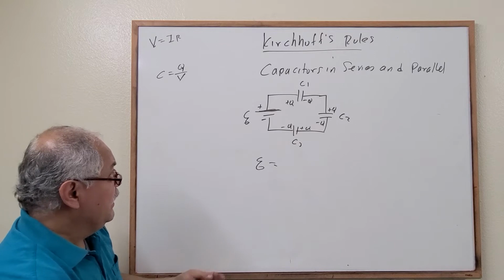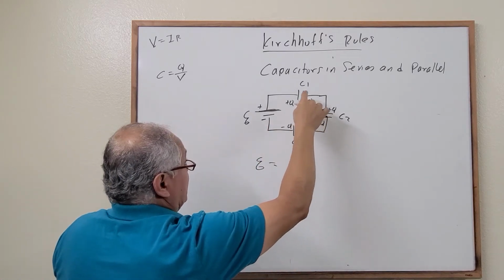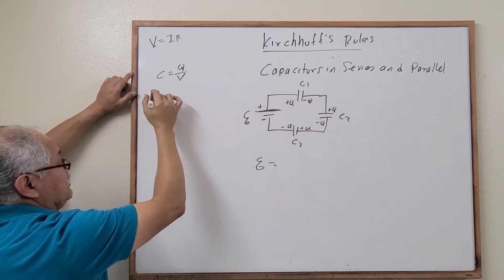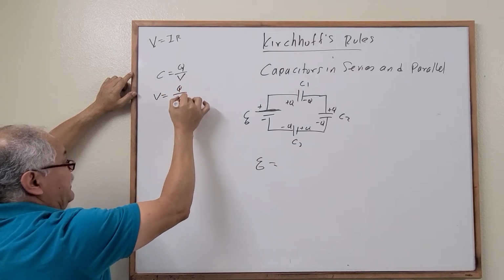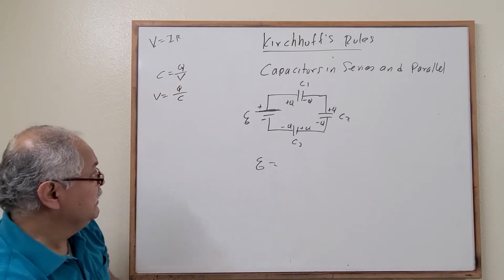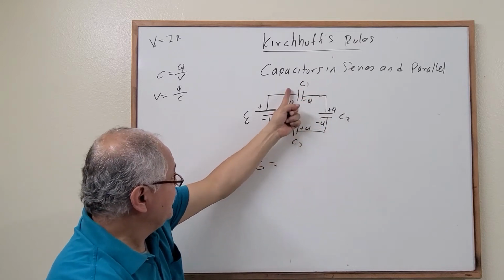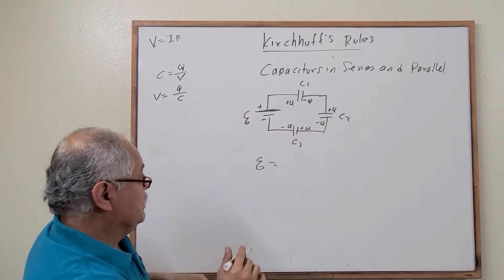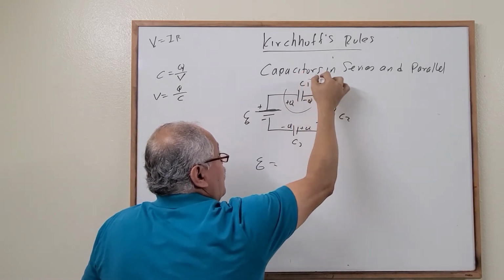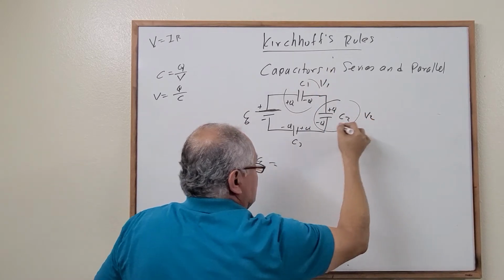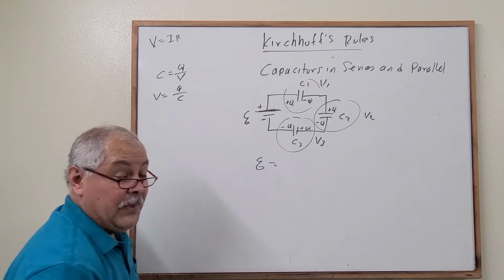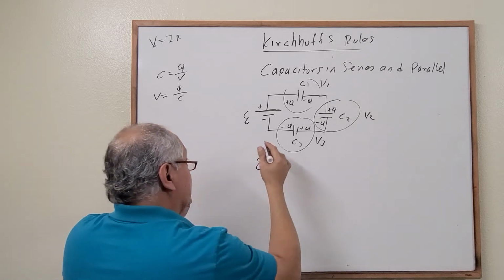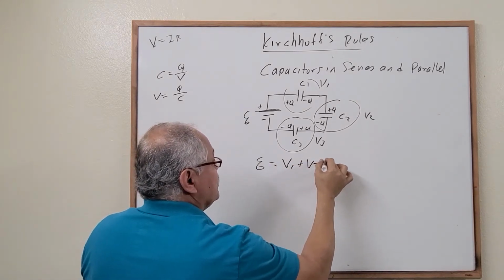Because we have the capacitor and the charge right here, if we solve for voltage, voltage equals the charge divided by the capacitance. This ratio gives us the voltage drop. The same thing right here, a voltage drop and another voltage drop. We can call these voltage drops V1, V2, and V3, similarly to resistors. The total electromotive force equals voltage drop 1, 2, plus 3.